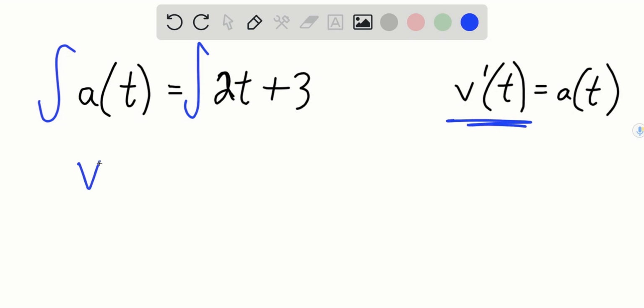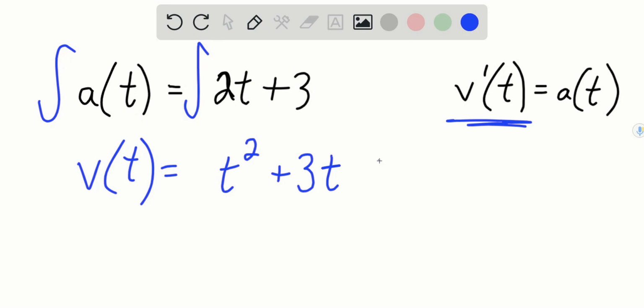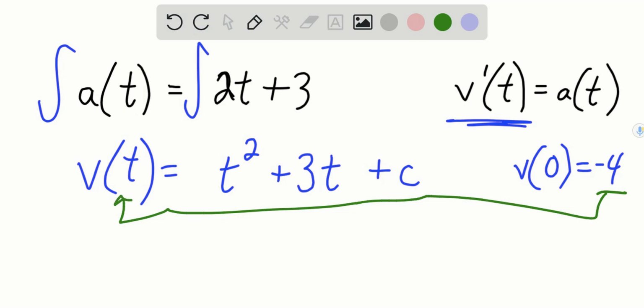So that now I have v of t, and the antiderivative, you add 1 to the exponent, divide by your new exponent. 2 divided by 2 is 1, t squared plus 3t plus c, and that's where we're going to use v of 0 is equal to negative 4, because as I plug in negative 4 for velocity and plug in 0 for these two t's, well, 0 squared plus 3 times 0 is just 0. So you're left with c is equal to negative 4.